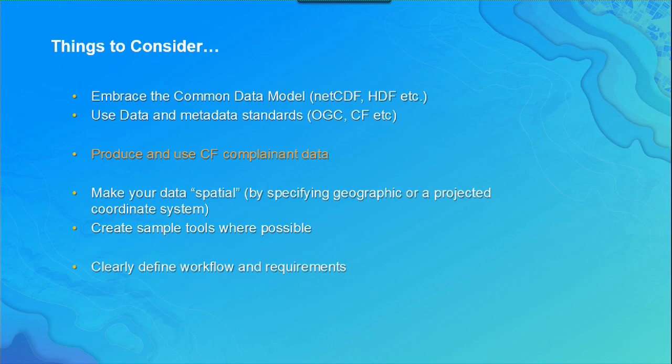When you are writing new data, if you are part of an organization responsible for creating this kind of data, please produce CF compliant data. Otherwise, everybody will have difficulty, right? And if you have any intention to use this data in a GIS system, make your data spatial by specifying a geographic or a projected coordinate system. Otherwise, you cannot overlay this data with other data, and if you want to combine this data with other geospatial data to perform analysis, do impact assessment, you can do that, right? So that's very important.